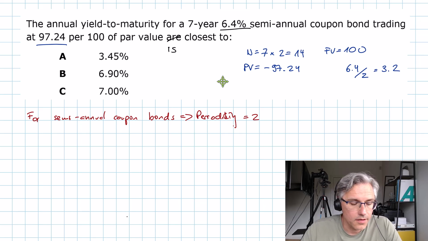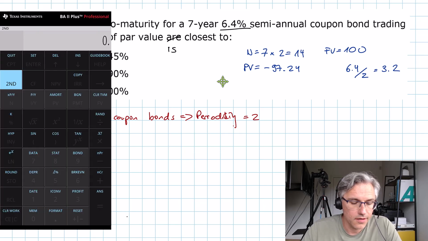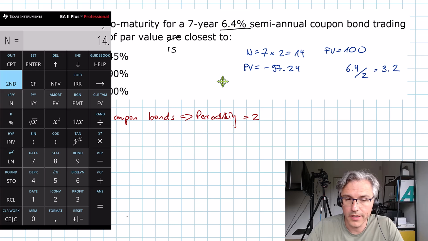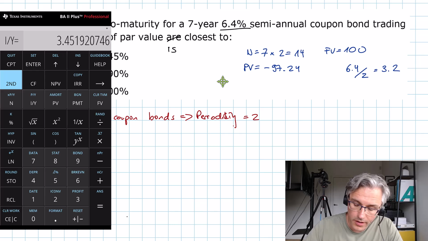So let's take the calculator, do second followed by FV to clear the time value of money worksheet first. And now let's do these inputs. 7 times 2, 14. That's going to be my N. Then 97.24, plus-minus key to make it negative. That's the input for PV. 100 is my FV, and I've got 6.4 divided by 2, 3.2. That's my PMT input. Compute I over Y.